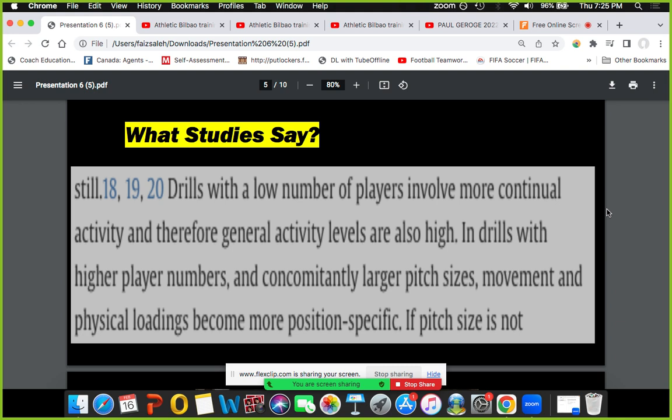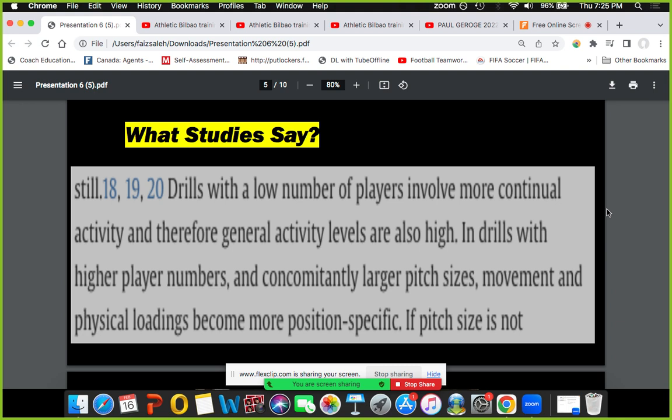Drills with a low number of players involve more continual activity, and therefore general activity levels are also high. In drills with higher player numbers and concomitantly larger pitch sizes, movement and physical loadings become more position specific. So essentially, what we're saying here is that we have a trade-off. In the small-sided games, we have more touches. You have more capability to have physical interactions, and most likely you probably have higher heart rate beats per minute if we're looking solely at that metric. But the trade-off here is that it isn't position specific.